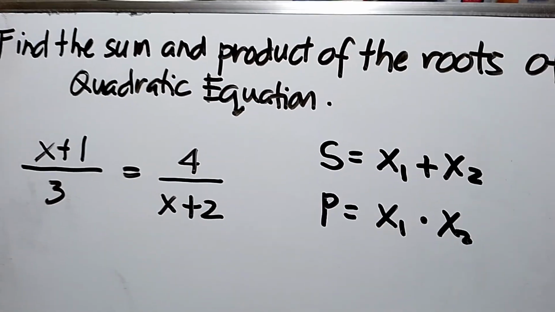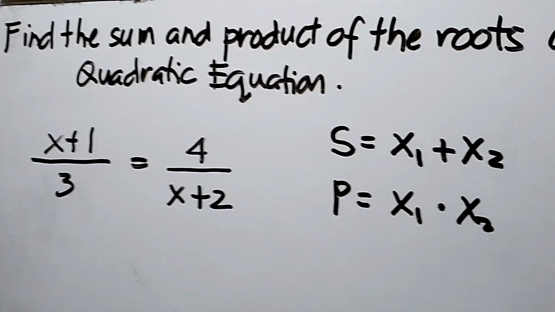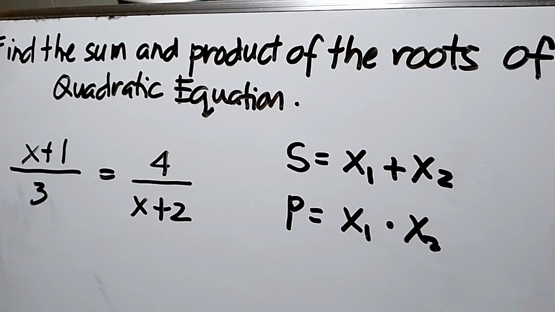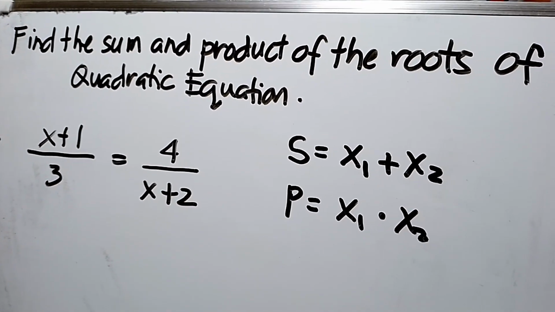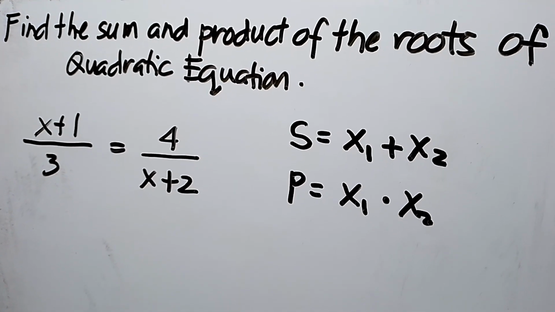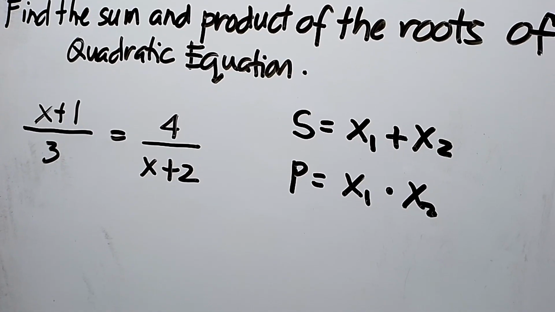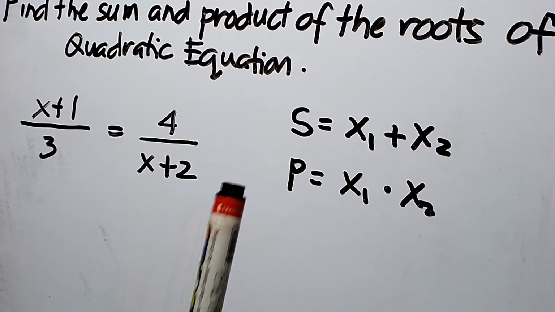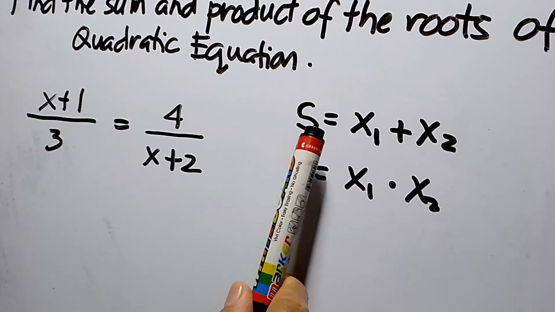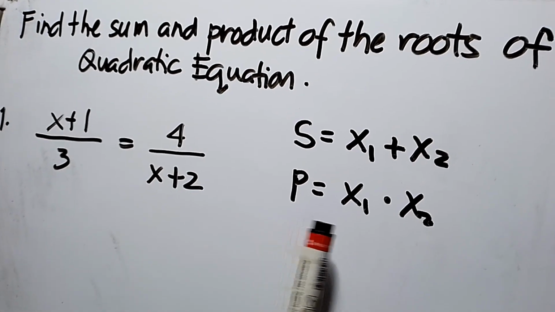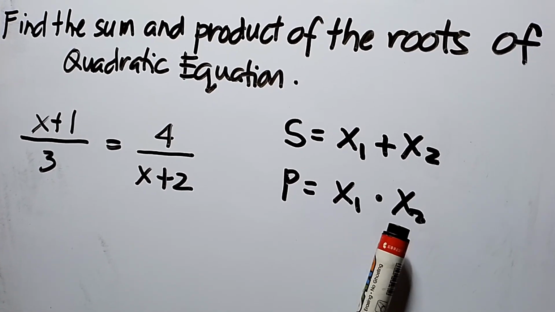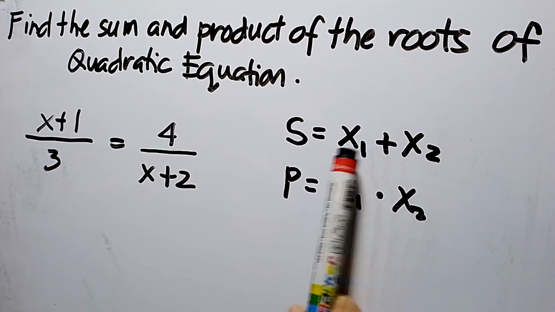My maths topic today is about quadratic equation. This maths is intended for grades 8 and 9. Now the question is find the sum and the product of the roots of quadratic equation. By the way, the formula for sum is equal to x sub 1 plus x sub 2, while the product is equal to x sub 1 times x sub 2. So these are the roots, x sub 1 and x sub 2.